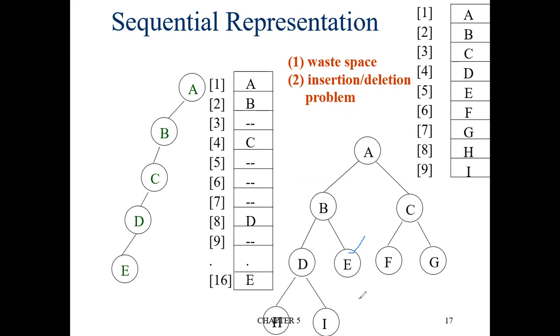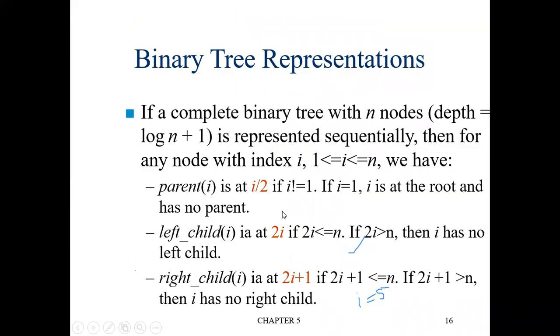So I equals 5. If we consider position I, the parent of I will be at I by 2, the left child will be at 2i, and the right child will be at 2i plus 1.